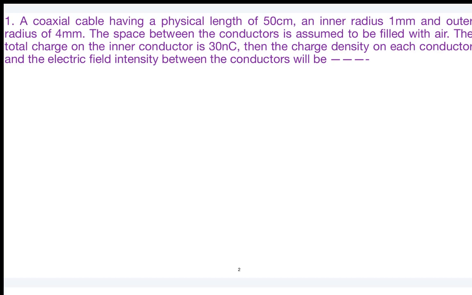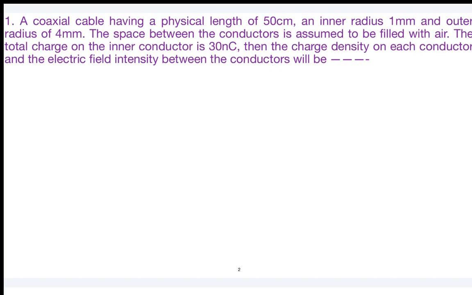So see the first question and read it. There is a coaxial cable having a physical length of 50 centimeters and an inner radius of 1 mm and outer radius of 4 mm. The space between the conductors is assumed to be filled with air. The total charge on the inner conductor is 30 nanocoulombs. Then the charge density on each conductor and the electric field intensity between the conductors will be.